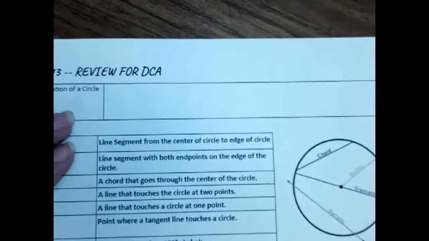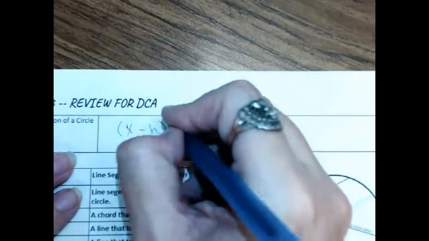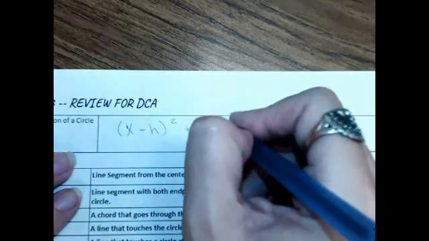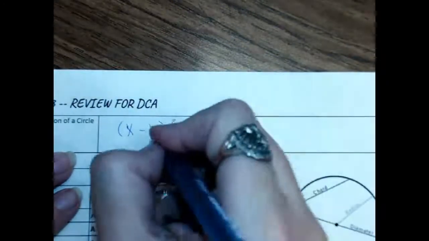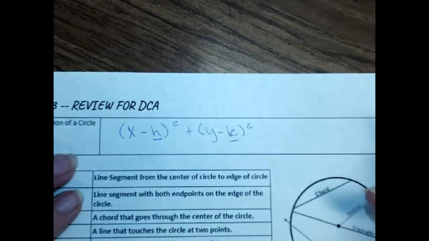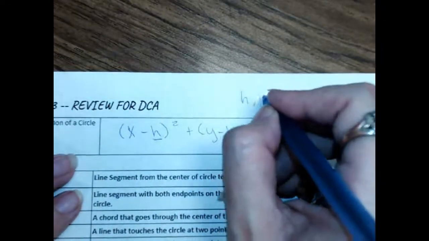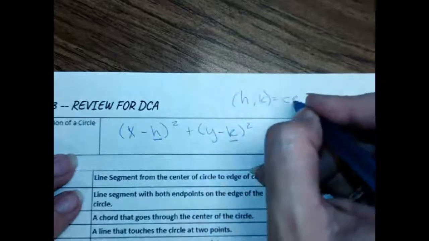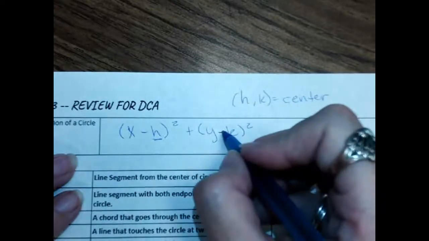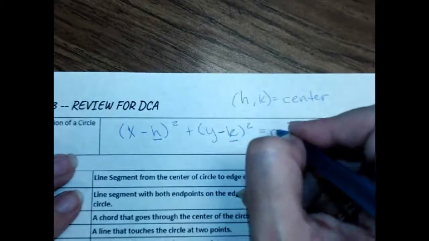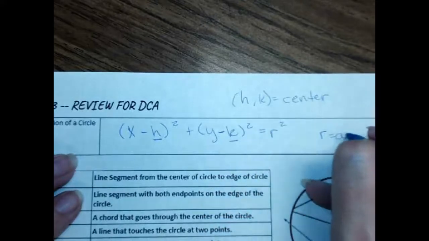So first, the equation of a circle. X minus h squared plus y minus k squared, where these two numbers are the center of the circle. And remember, you have to change the signs on those. And then it's equal to r squared, where r is the radius.